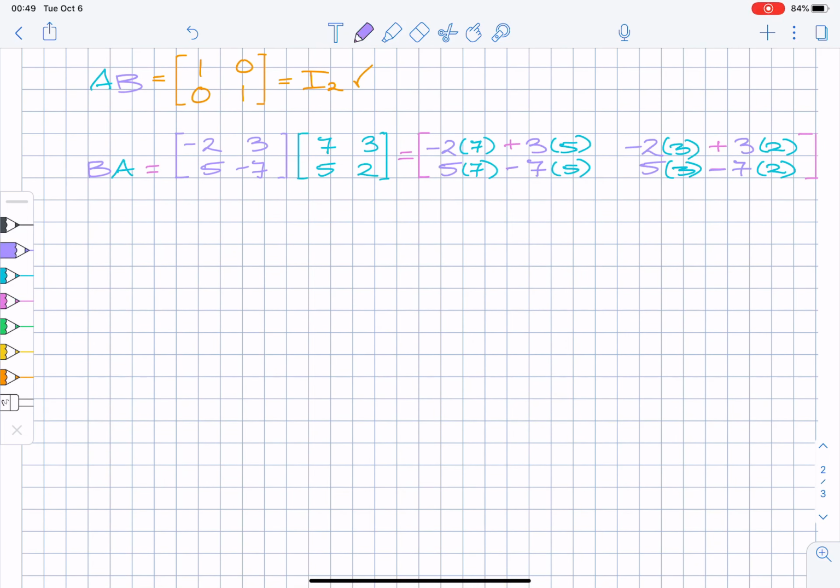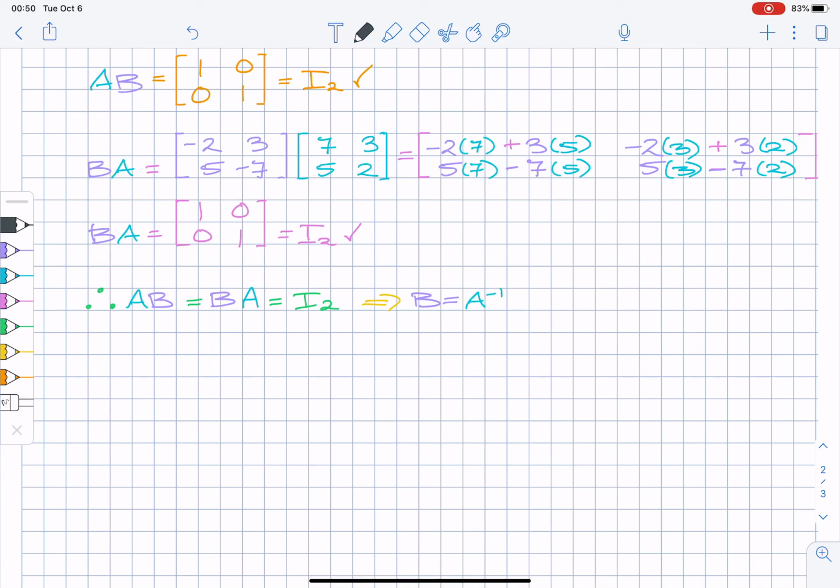Okay, so what do we get for B times A? We get, let's see, negative 14 plus 15 is 1. 35 minus 35 is 0. Negative 6 plus 6 is 0. And 15 minus 14 is 1. So this is indeed I sub 2, check mark. So therefore we have that A times B is the same as B times A, is the same as the 2 by 2 identity matrix, which implies, of course, that B is indeed A inverse and vice versa.